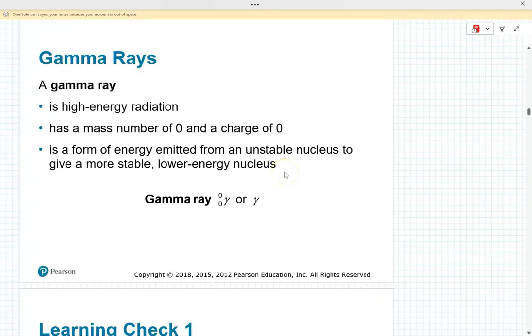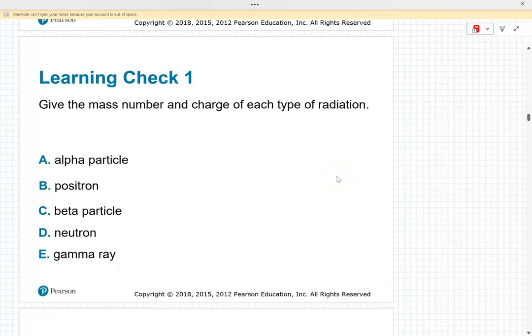Gamma rays are bad. Really high power, okay? So it allows the nucleus to drop off some energy. So let's talk about this alpha particle. What is the mass number of an alpha particle? 4. What is the charge of an alpha particle if there are 2 protons in it? 2+.